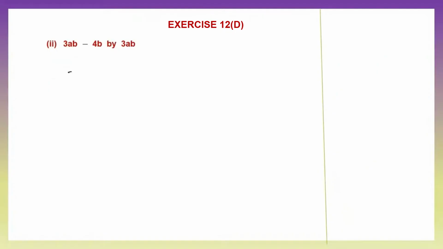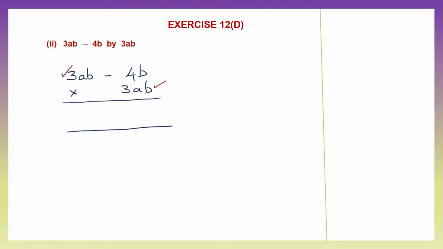Question 2. We have 3AB minus 4B. Multiply this by 3AB. Okay, so we'll do it like we did earlier. We're going to take 3AB and multiply it with this number 3AB. So 3AB into 3AB. First step, take the numbers 3 into 3. Then let's take A. So we have 1A here and 1A here. So A into A, and then the B's, 1 here and 1 here. In between we have the multiplication sign, B into B.